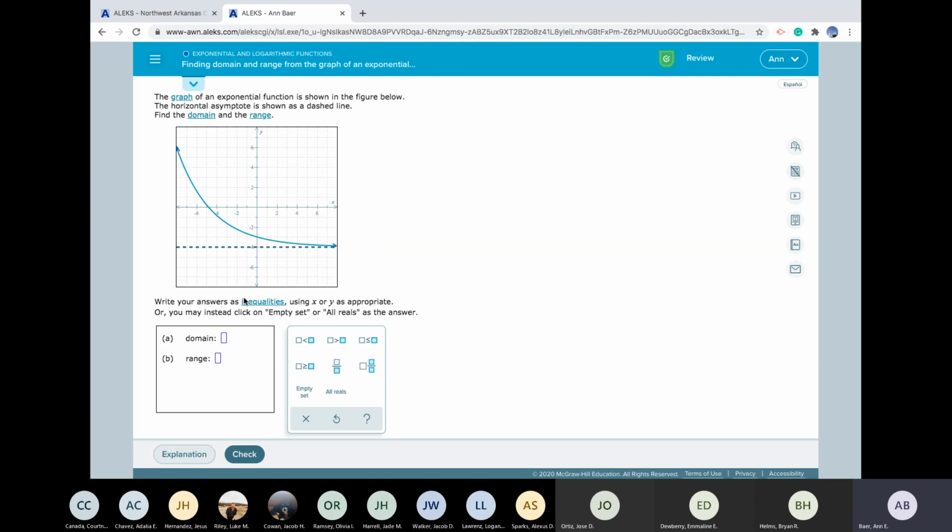Now, domain is the set of all x's. How do we get all the x's? We can collect all the x's on the x-axis. So this goes in this direction forever and ever. So we can collect all these guys on the x-axis. So we go to points on our graph to get their x coordinates. We just go to the x-axis and collect them all.